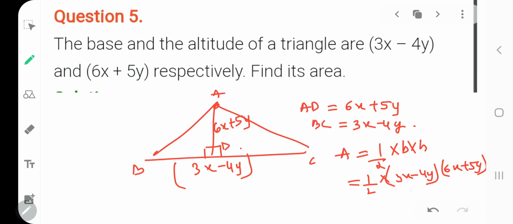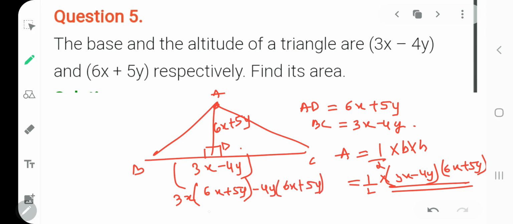My dear kids, I have taught you how to open 3x minus 4y and 6x plus 5y. You have to take each term, 3x, multiply with 6x plus 5y, minus 4y multiply with 6x plus 5y, open the brackets, and whatever will be the answer, you will keep half with it. Keep half with it and leave this answer as it is.